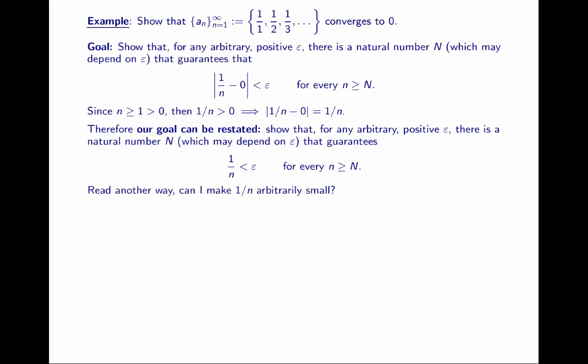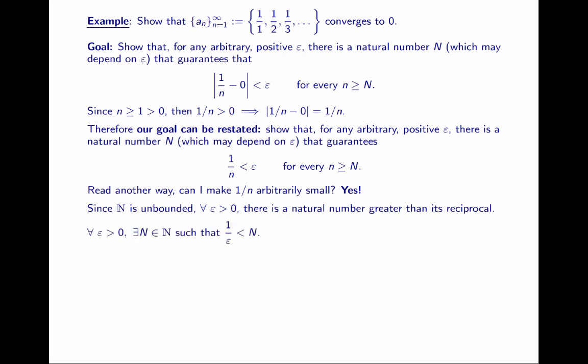Well, if we just read that new goal, I'm really asking, can I make 1 over n arbitrarily small? And of course I can. Since the naturals are unbounded, for any positive epsilon, there is a natural number greater than its reciprocal. In other words, for any positive epsilon, there exists a natural number big N greater than 1 over epsilon. Now, if little n is greater than or equal to the big N, then 1 over epsilon is less than big N, which is less than or equal to little n.